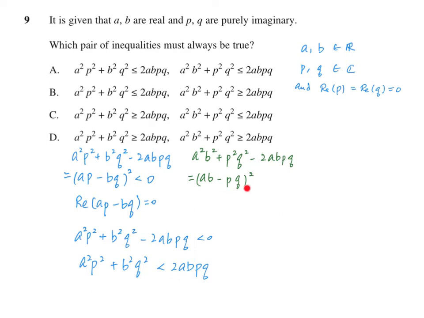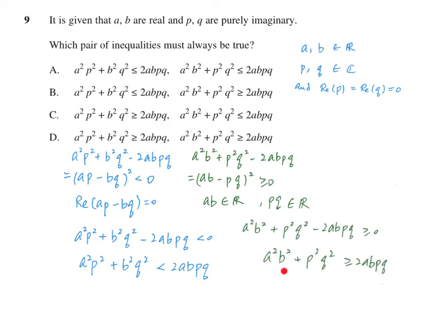For the inequality on the right-hand side, A and B are real numbers. The product of real numbers is still a real number. P and Q are purely imaginary, but the product of two purely imaginary numbers becomes a real number. The difference of two real numbers is of course real. The square of a real number should be greater than or equal to 0. We can conclude that A squared B squared plus P squared Q squared should be greater than or equal to 2ABPQ. Therefore, the answer is B.